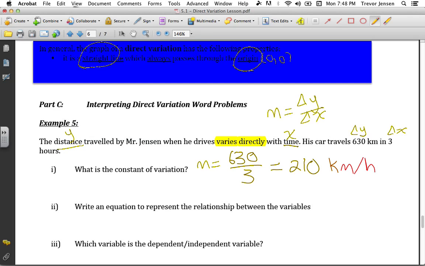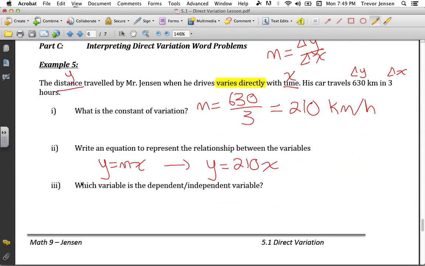Write an equation to represent the relationship between the variables. So remember, the equation is always going to be in the form y equals mx for a direct variation relationship. I've just calculated my value of m. It's 210, so just plug that into your equation. And I get the equation y equals 210x.